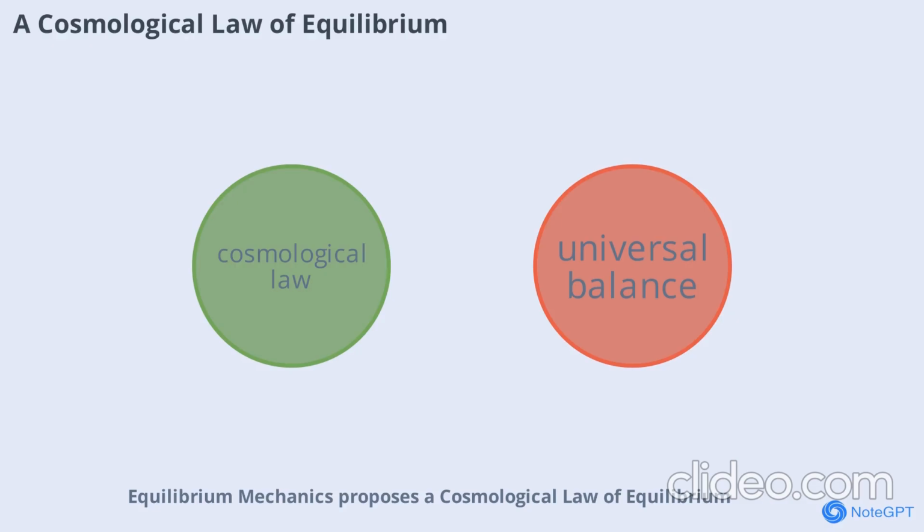of equilibrium. This universal law states that all systems evolve to minimize disequilibrium and maximize balance. The law is expressed both locally through equilibrium currents and globally as the universe's tendency toward perfect balance. It offers a new lens for understanding cosmic expansion, dark energy, and the ultimate fate of the universe.